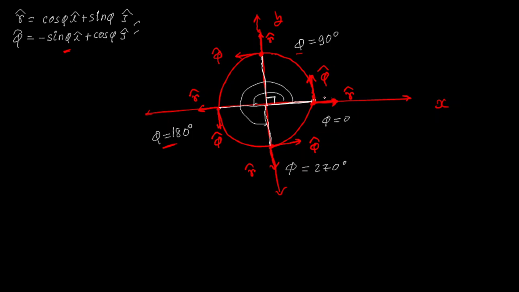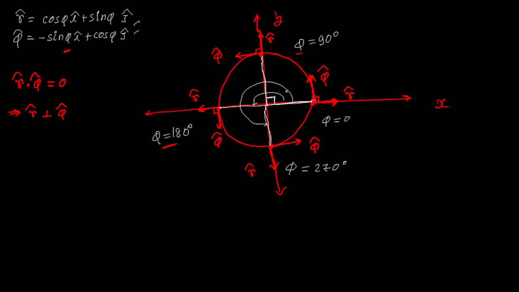And one more thing you can notice here: r cap will always be radially outward, and phi cap will always be tangential to the circle, in the anti-clockwise direction. And at every point, you can see these two vectors will be perpendicular to each other. You can confirm that yourself. If you take the dot product of r cap and phi cap, you will actually get 0. These are unit vectors, so the magnitude of each vector is non-zero, but the dot product is 0. That simply suggests that these two vectors are perpendicular to each other at every point.